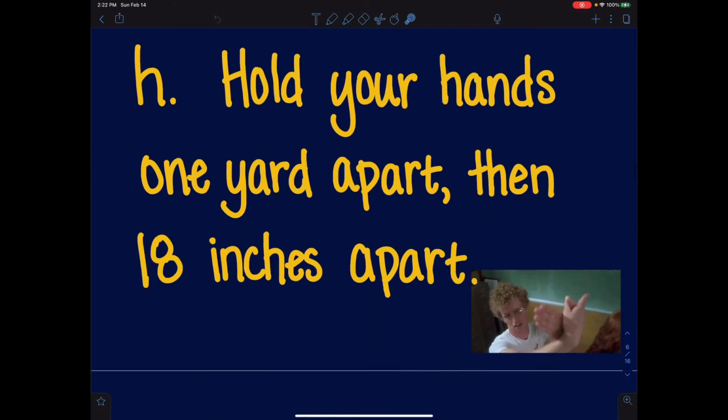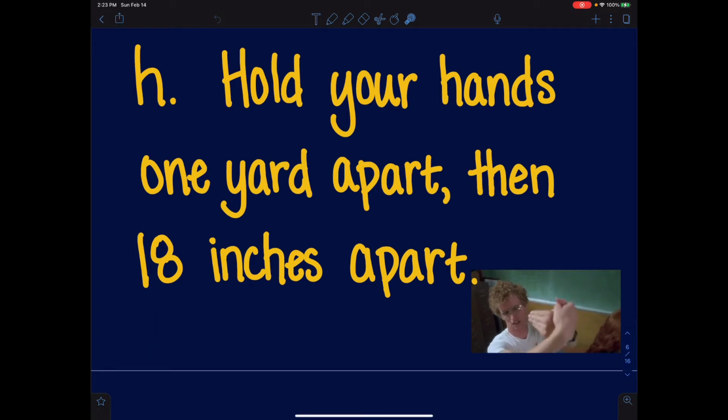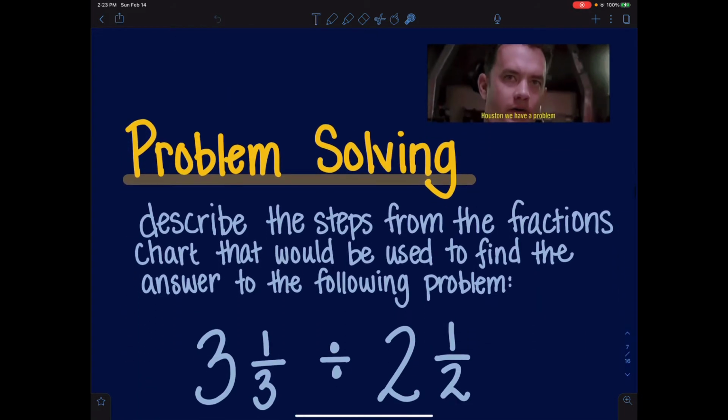Okay, H, Happy Hands Club. We're going to hold our hands 1 yard apart. How many feet are in a yard? There's 3 feet in a yard. And then 18 inches apart. And since I can't see you, I'm going to have you write down, did you go from bigger to smaller, or smaller to bigger, or did you stay the same? Happy Hands Club.